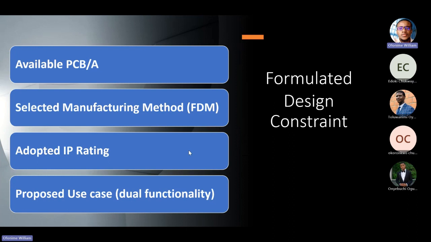I think that would be the right term. So if you are to use, for instance, FDM or maybe SLA or SLS and so on and so forth, there are so many of them. Now, they will directly impact or influence how you will go about your design. That is why they are design constraints. They have rules. So you have to go by their rules.